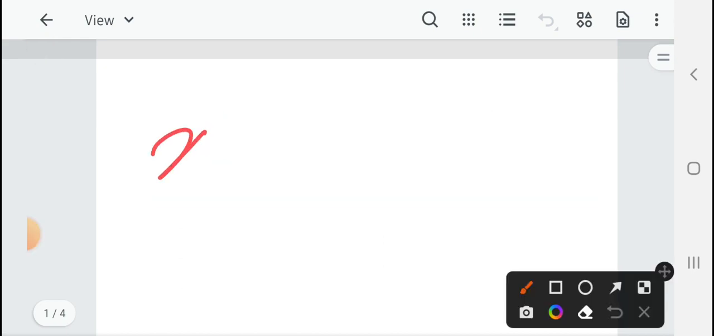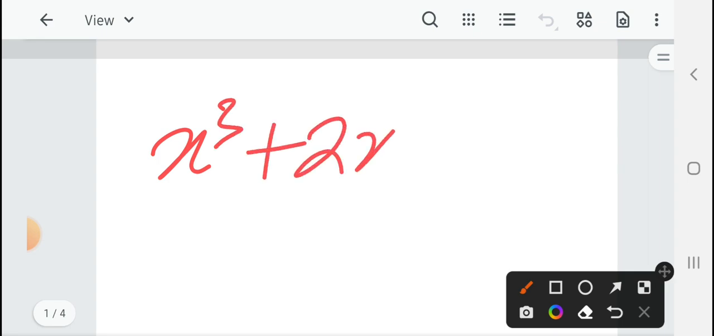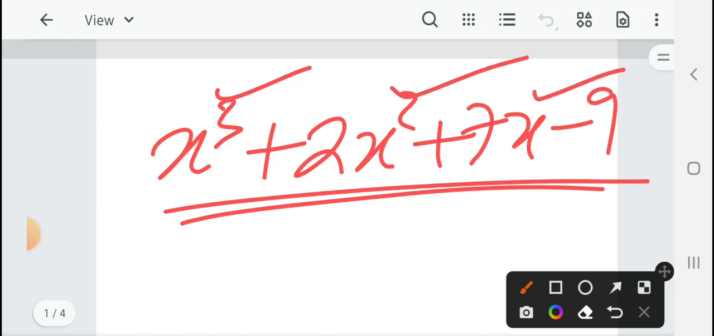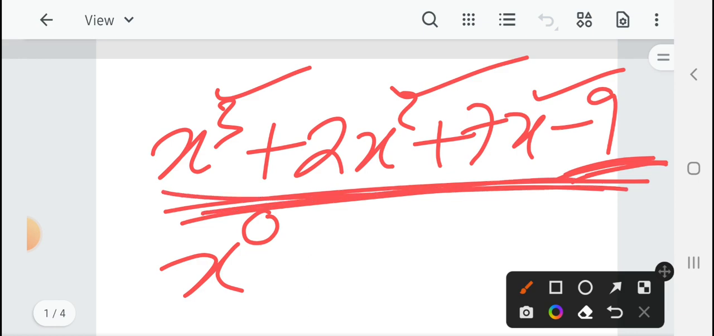Likewise, suppose I am taking x cube plus 2x square plus 7x minus 9. Here also the variable x in the first term has degree 3, here degree 2 and here degree 1, so the exponents are 3, 2, 1, completely whole numbers. And in the case of minus 9, if you try to write x, you will mention that the degree is 0. So all the exponents of the variable x are whole numbers. That's why this expression is a polynomial.